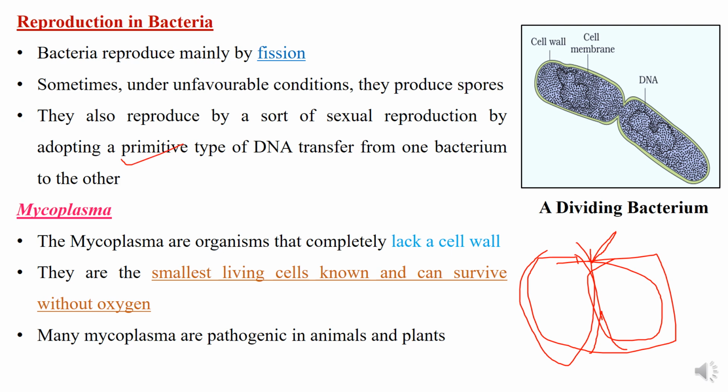Under the bacteria, mycoplasma is also placed in the kingdom Monera. Mycoplasma are organisms which do not have a cell wall, that is, they look like an amoeba type, and they are the smallest living cells known and can survive without oxygen. This is a point we have to remember here: mycoplasma are the smallest known living cells and they can survive without oxygen. Mycoplasma also cause diseases because they are pathogenic in nature, and they cause diseases in both animals and plants.